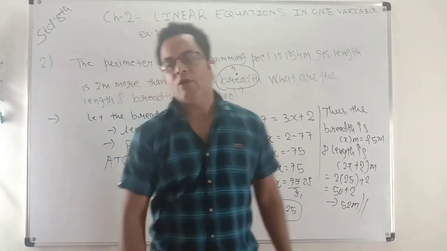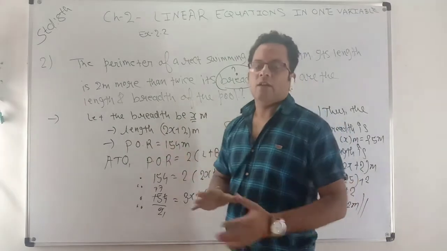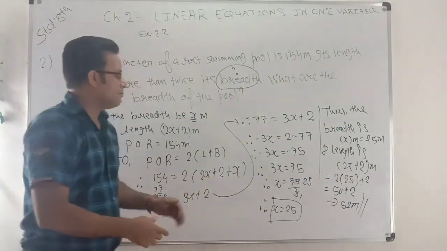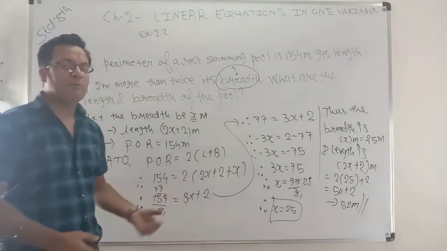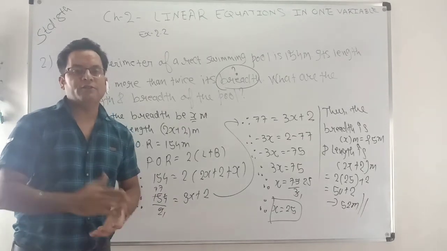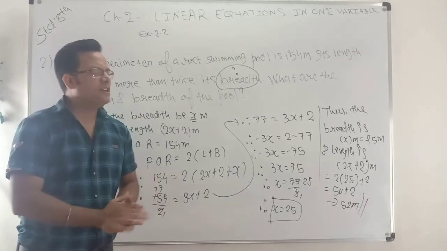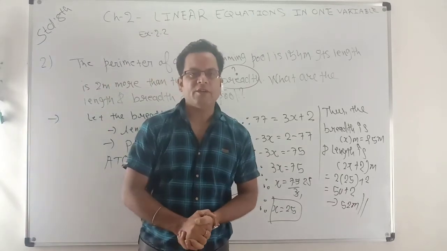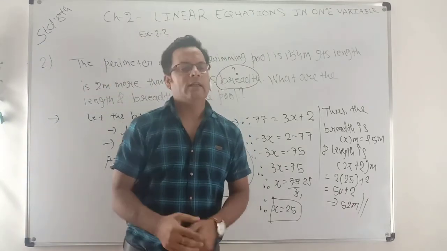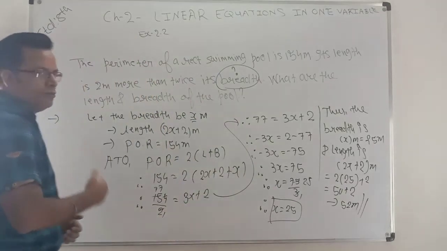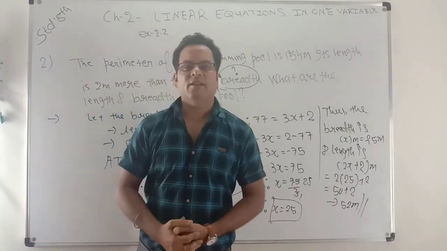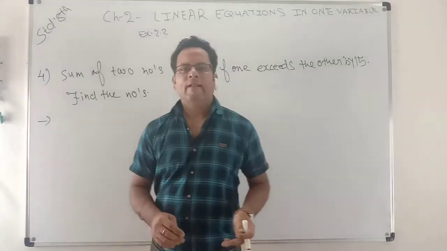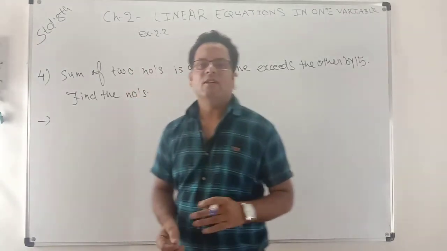See here perimeter is already given, okay? And to make this sum easier, you better divide your perimeter, that is 154 by 2. So this way we have to first of all understand the question to make the equation. So this is the question number 2 from exercise 2.2. And sum number 4, first of all understand the question.